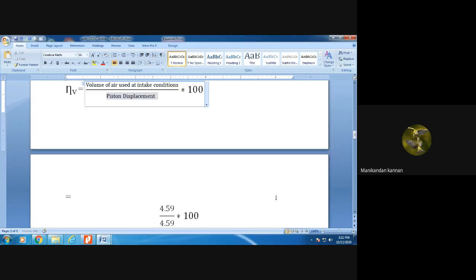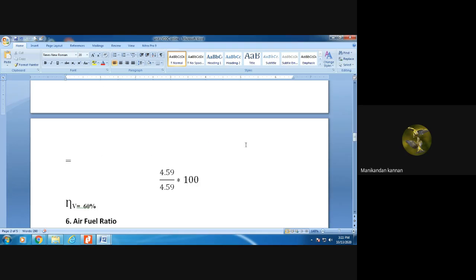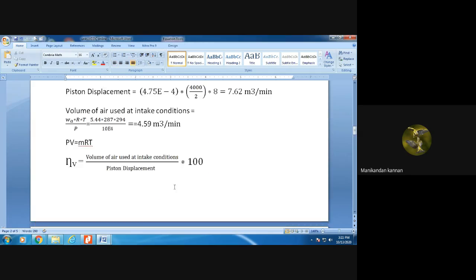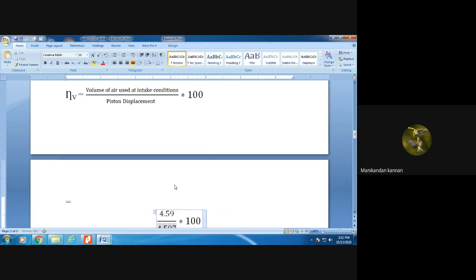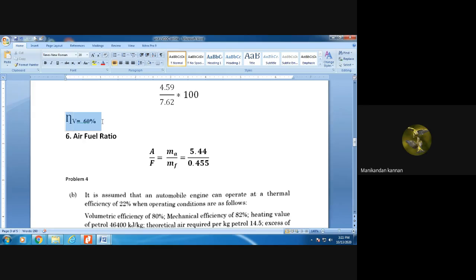So volumetric efficiency formula, again you correct it. It is volume of air used at intake condition divided by piston displacement. Okay. So 4.59 divided by 7.62. Check whether you are getting 60. Good. 60.23%. You are getting 60. We will proceed to the last topic, air fuel ratio.